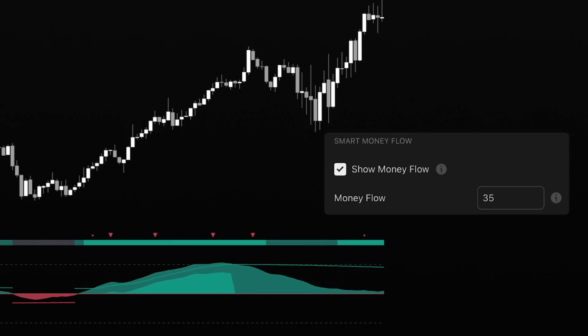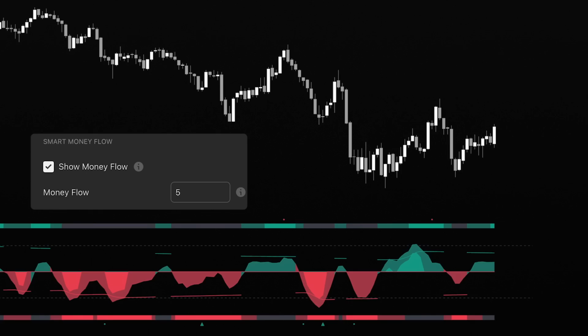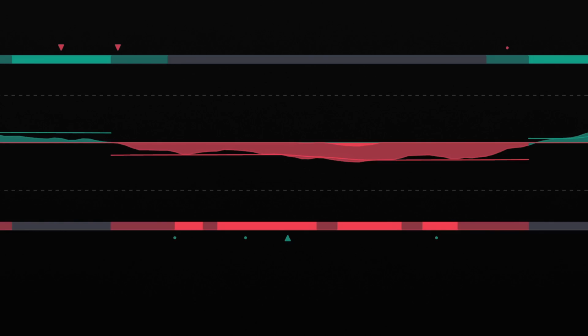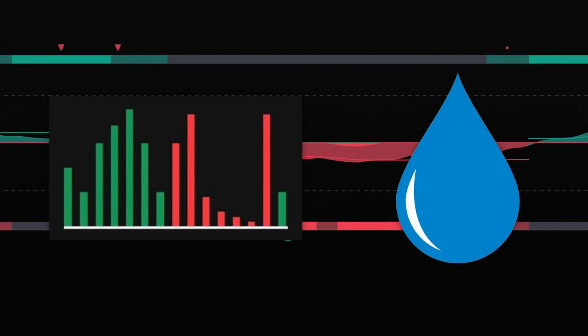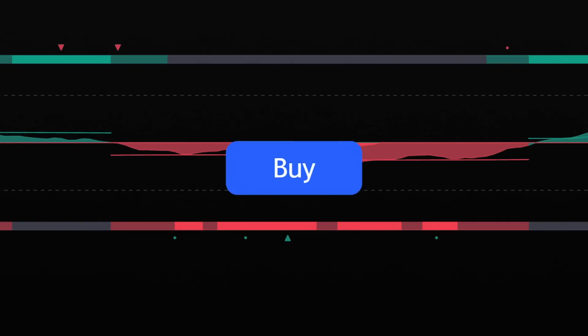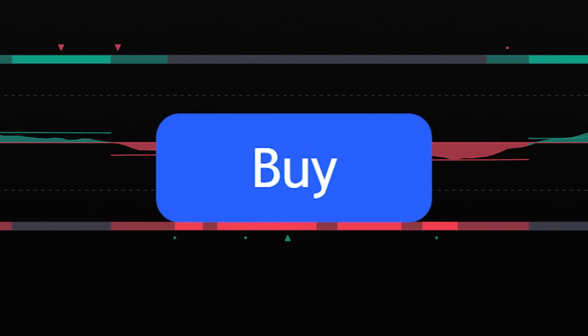If necessary, you can go into the settings of the money flow and increase or decrease the length to have it more aligned to your type of analysis. Higher values will be more indicative of longer-term money flow analysis, while lower values for shorter-term analysis. While smart money flow and its supporting components focus on volume and liquidity to gauge market interest, you still need clear, actionable triggers to enter and exit trades.